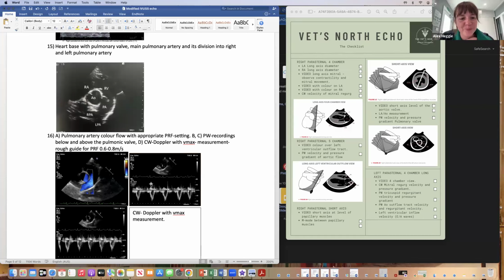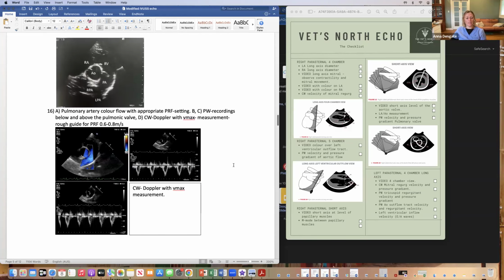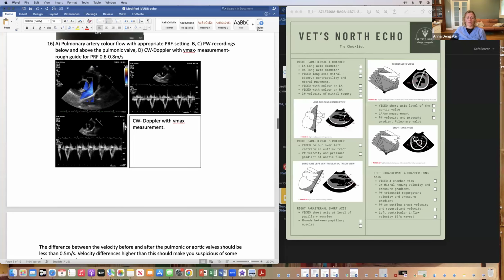Okay, cool. So we're going to get a pre-valvular and a post-valvular, and that's what we're going to record in our forms. But we're going to do a CW just to get an overview of the velocity. Again, look at your PRF. You're looking at low velocity flow, so it wants your PRF quite low. So the CW essentially averages out your flow.